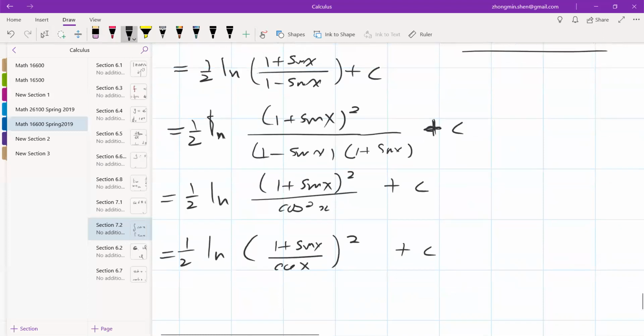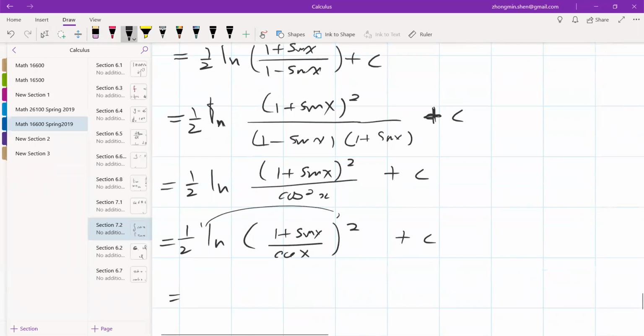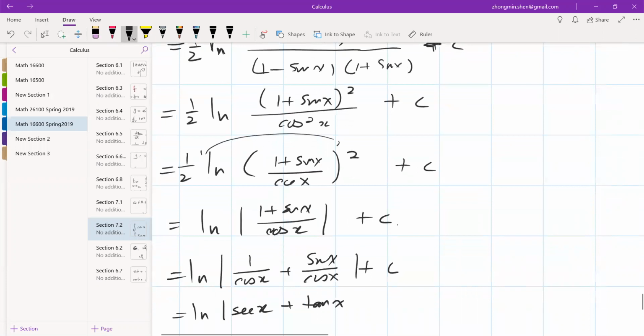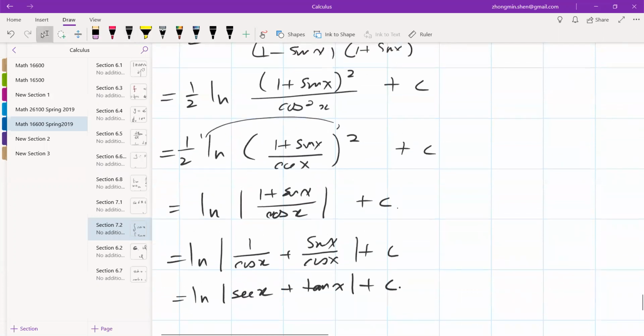And just keep it going. Then they take 2 out, so cancel it out. But don't forget to put the absolute value because cosine x could be negative. Okay? That's another version of the answer. Then you keep it going. You can also express as 1 over cosine x plus sine x over cosine x plus constant c. Then you can express as secant x plus tangent x plus c. So there are many versions of the answer, many forms of answers for the integral of secant x.